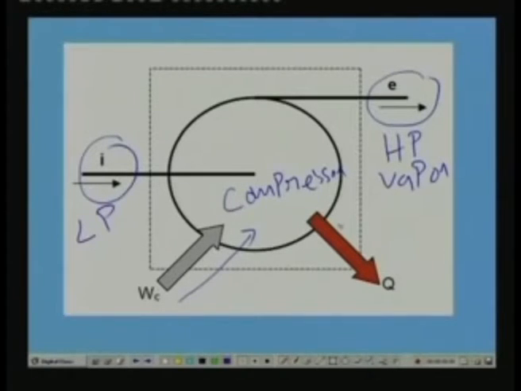If you look at the energy flows, you have the energy flow by means of mass flow at the inlet and mass flow at the outlet, and you also have energy input by means of the work input, and energy interaction between the system and the surroundings by means of the heat transfer rate. So this is the system, this is the control volume, and to this we apply the steady flow energy equation.